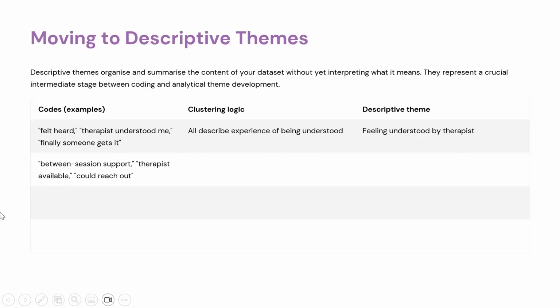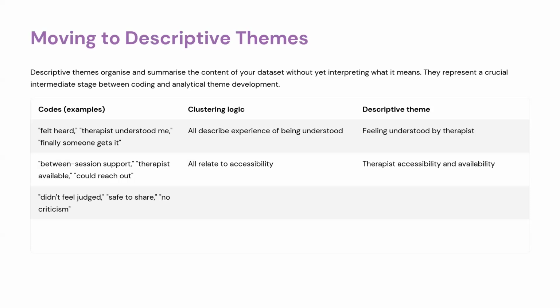Another example would be between session support, therapist available or availability, and could reach out. The logic behind that could be all related to accessibility, and the descriptive theme could be something like therapist accessibility and availability. And then finally, in terms of the examples of codes, we also have didn't feel judged, safe to share, and no criticism. We could say that that could be clustered by all about non-judgmental environments. And then finally, the descriptive theme that we would formulate from that would be non-judgmental therapeutic space.